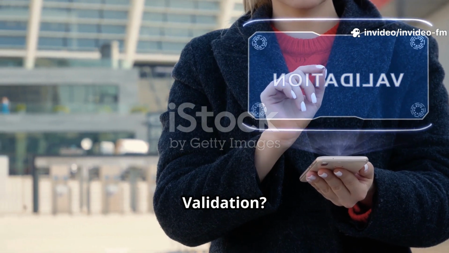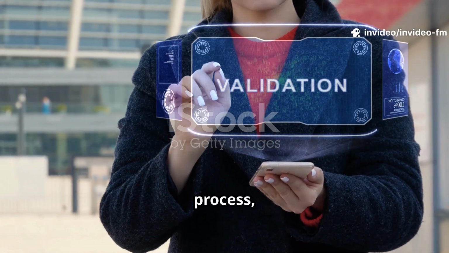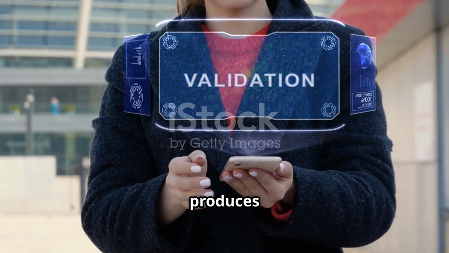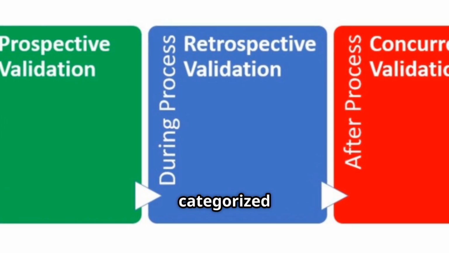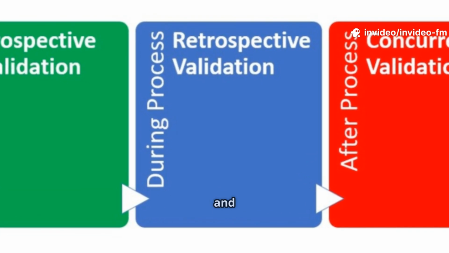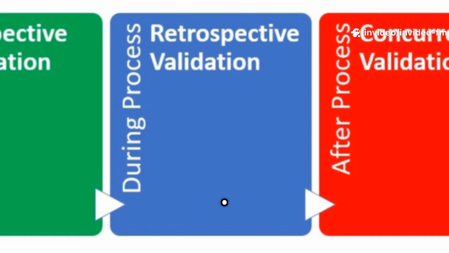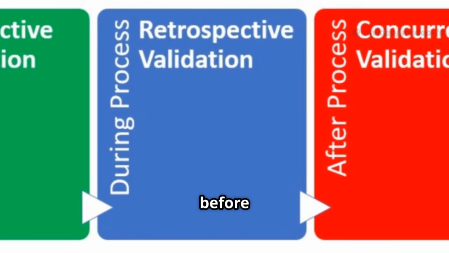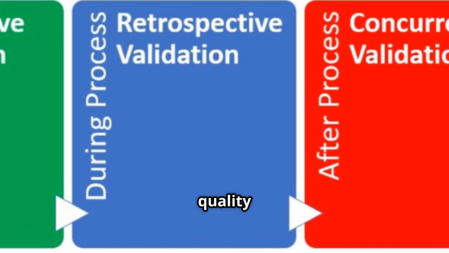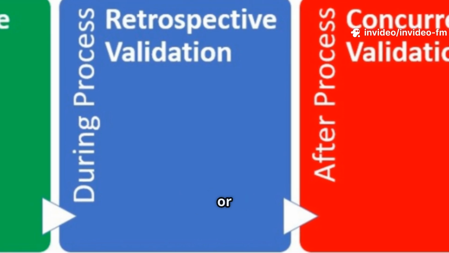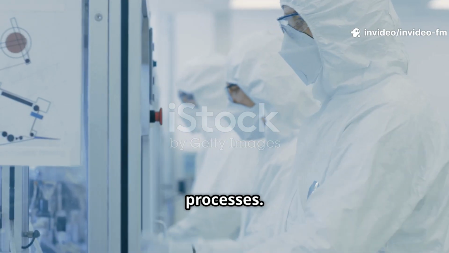What about validation? Validation establishes documented evidence that a process, method, or system consistently produces results meeting predetermined specifications. Validation can be categorized into retrospective, prospective, and concurrent, depending on when validation is performed relative to production. Prospective validation is conducted before commercial production begins to ensure a process will consistently meet quality standards for new processes, equipment, or products, or when significant changes are made to existing processes.